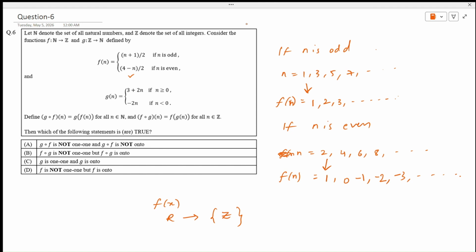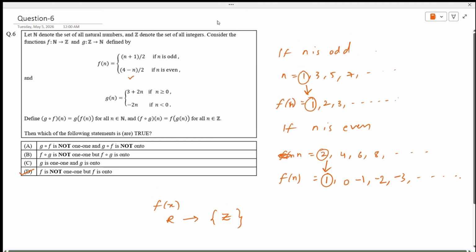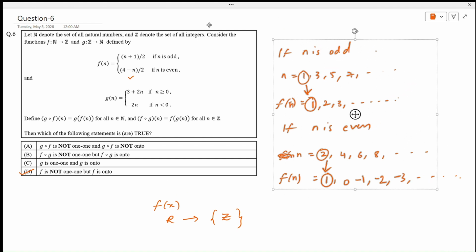Okay. Now what about one-one function? No, it is not a one-one function clearly, because f of 1 is 1 and f of 2 is also 1. So it is not a one-one function, but it is an onto function. So clearly option D is correct. Now let us look at g. What is the situation with g? Let me clear this here.